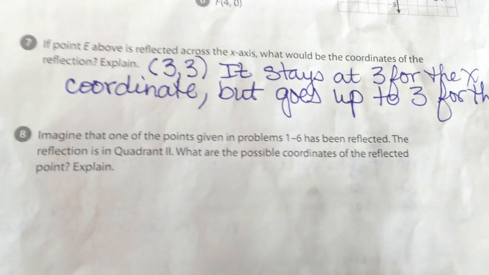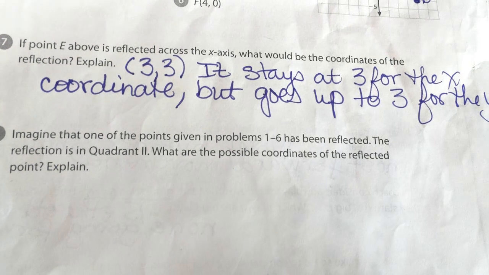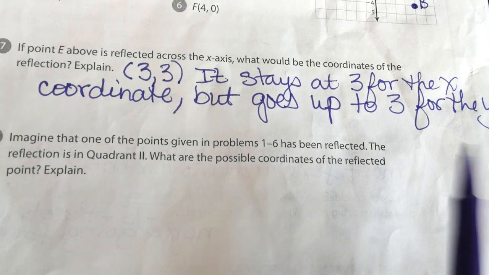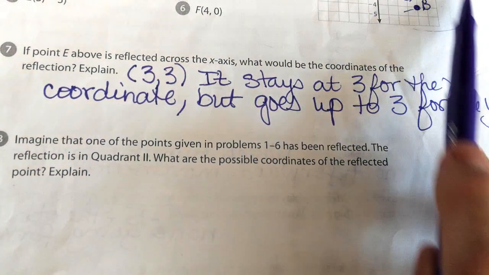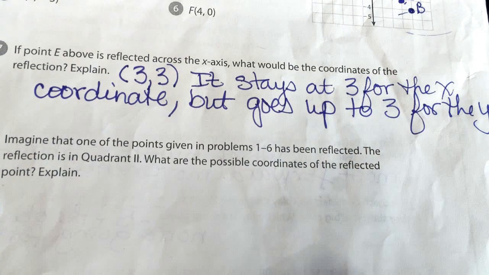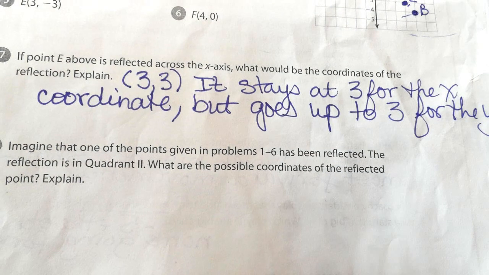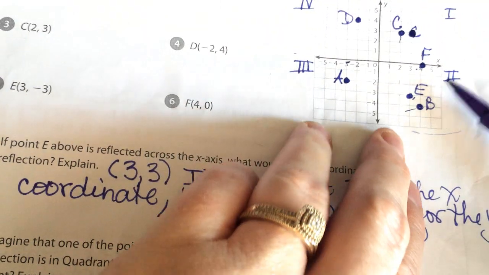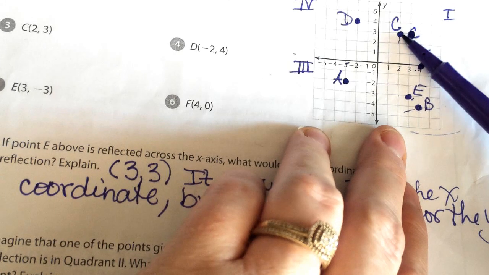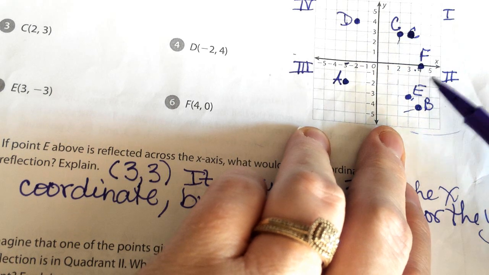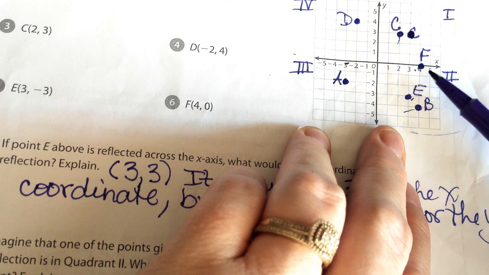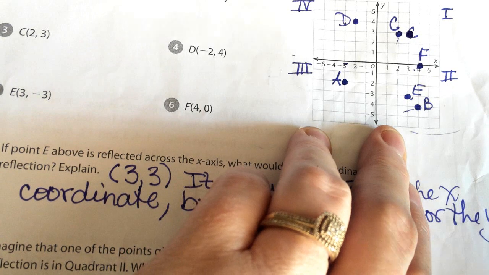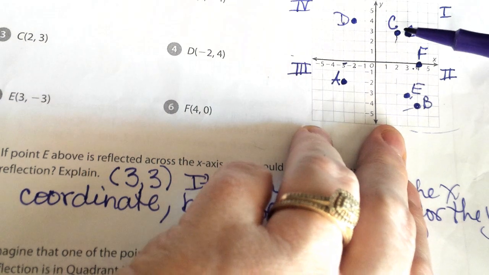Okay, now number 8, imagine that one of the points given in problems 1 through 6 has been reflected. The reflection is in quadrant 2. So it's going to be in here, the reflection is. What are the possible coordinates of the reflected point? Okay, so if the reflection is going to be here, we could have C be reflected here. That's really the only one. F could be, but it's still going to be on that line. It's not going to change since it's already on the x-axis.